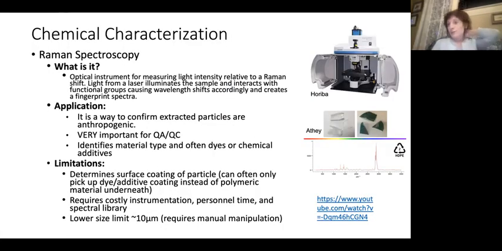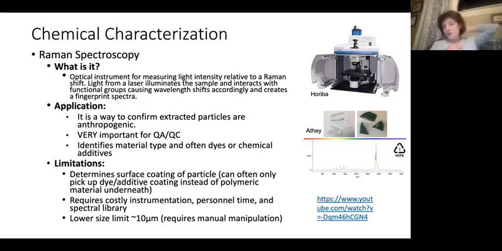Raman spectroscopy is also a really popular method that is used. This is an optical instrument that measures light intensity relative to something called a Raman shift. And so light from a laser illuminates the sample and interacts with the functional groups, causing wavelength shifts accordingly, and creates a fingerprint spectra. So it's creating a spectra just like the FTIR is creating a spectra, but using a slightly different mode.